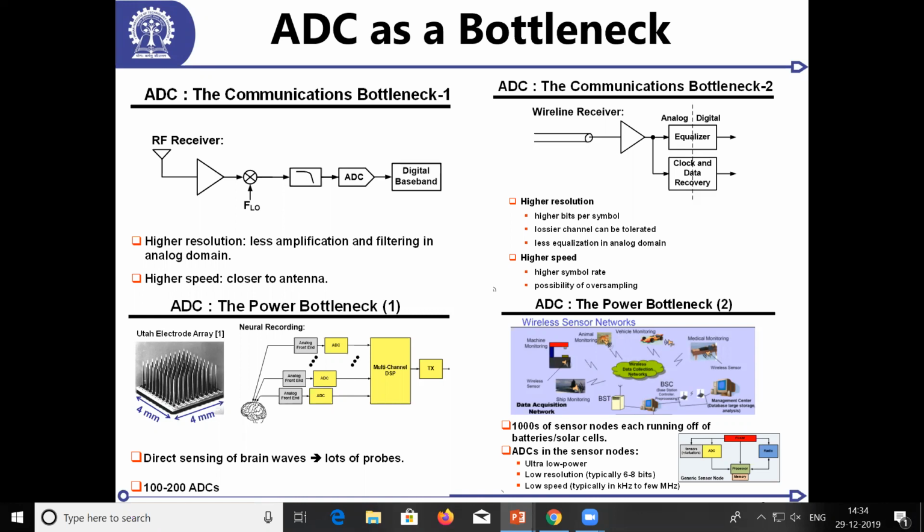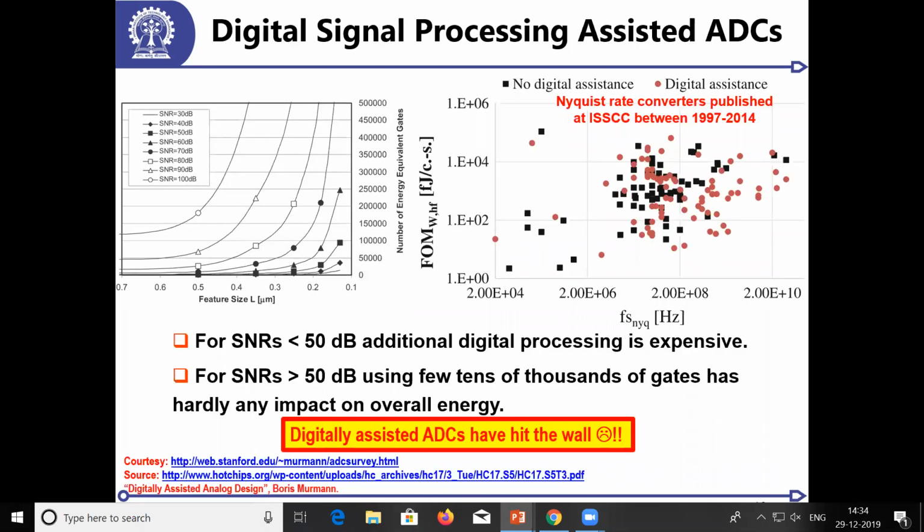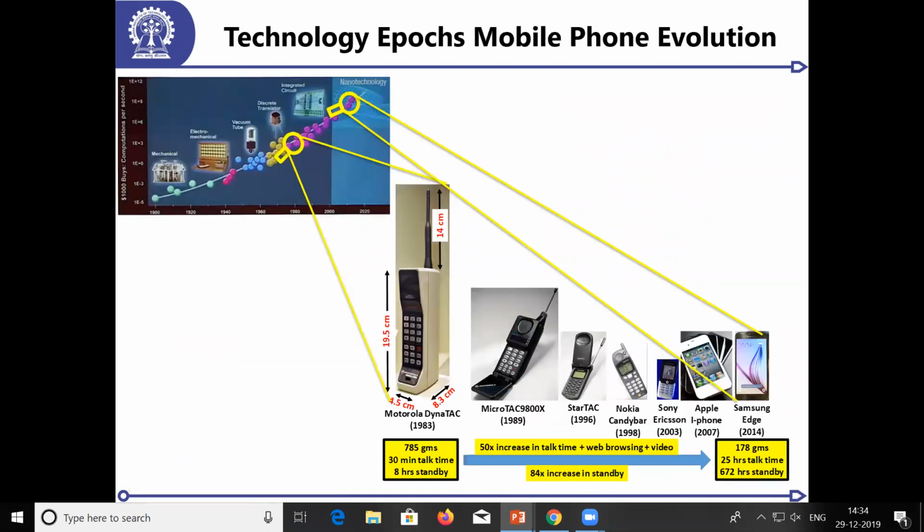So I think I'll skip over this at this point. So this is the perspective of how the cell phone has evolved over the years, until 2014 is what I could gather from the internet. Now you can see the amount of functionality. It was 785 grams with 30 minutes of talk time, 8 hours of standby time. And now look at the current phones, 178 grams with 25 hours of talk time and 672 hours of standby time. Not to mention the amount of processing it can do besides. So that's the power of scaling that we have got.